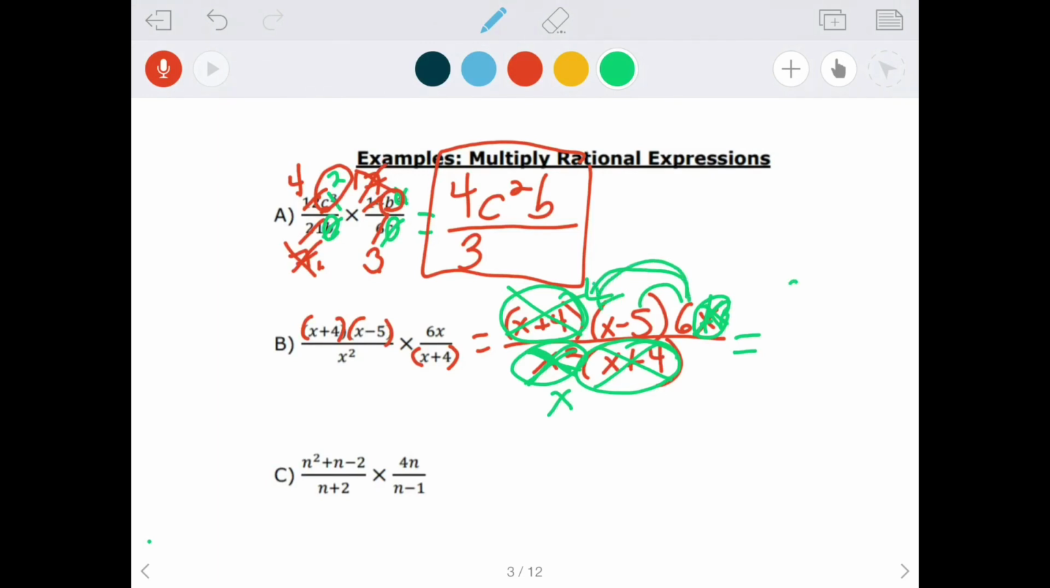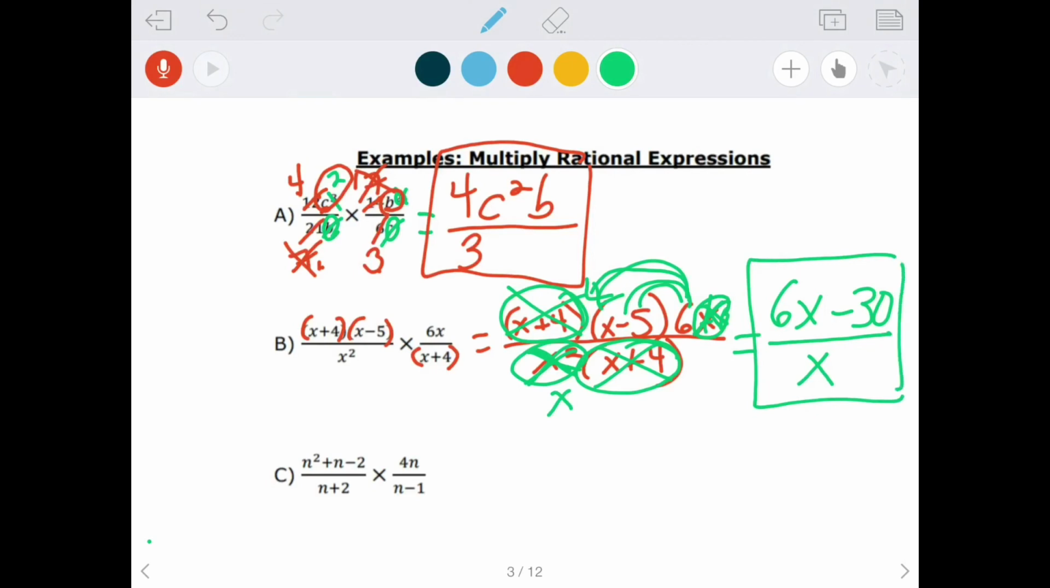6 times x is going to be 6x. Then I have 6 times negative 5, which is going to be negative 30. And finally, the only thing that's left in your denominator is an x. So that is your final answer for example B.